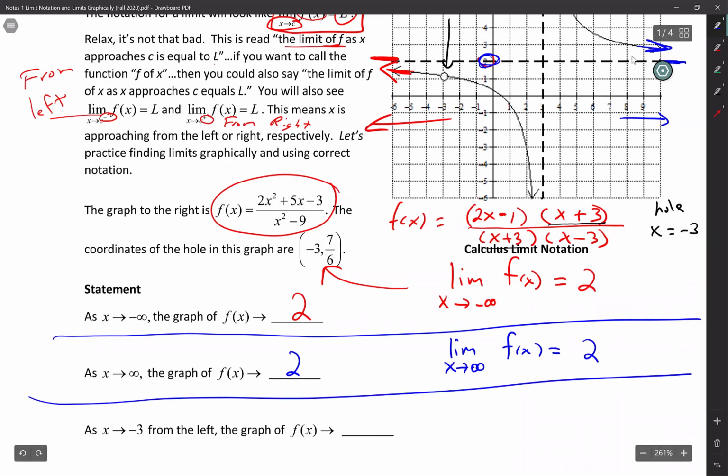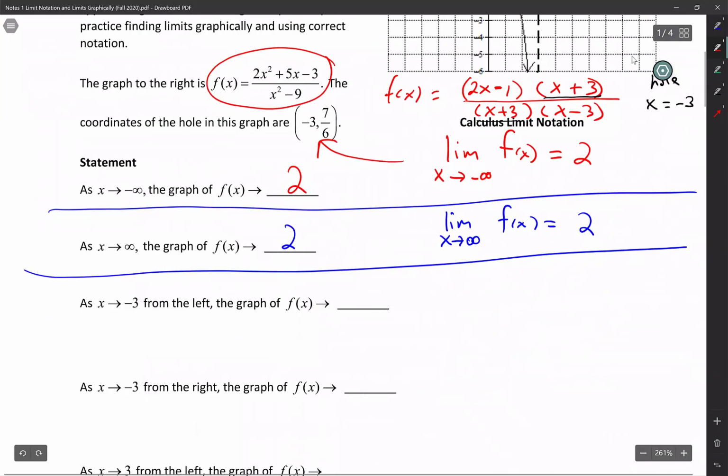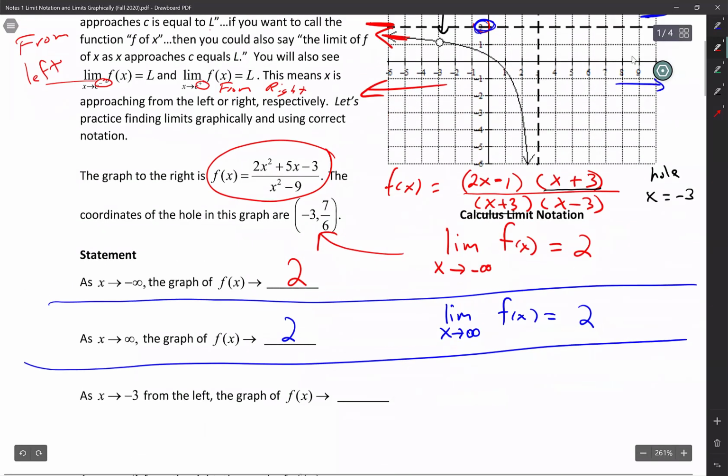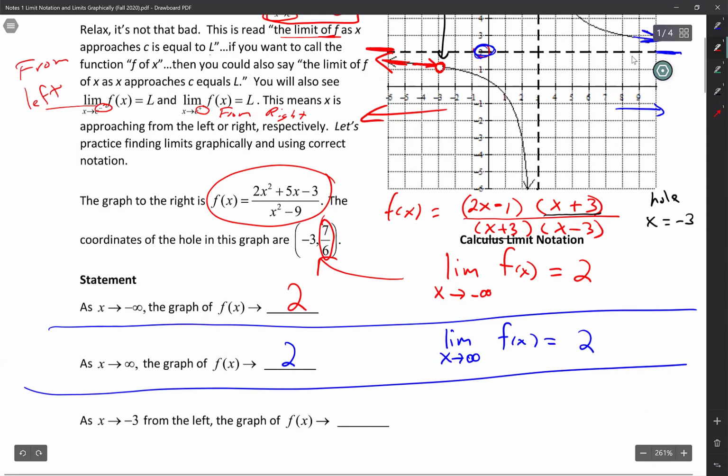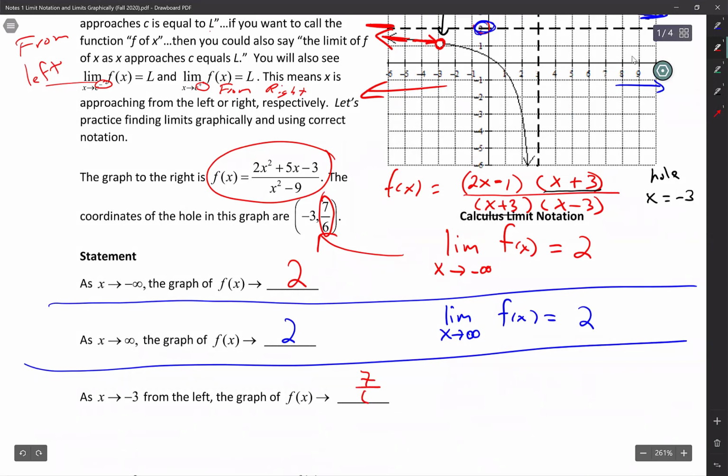All right, we got another. Let me go back to red. As x approaches -3 from the left, the graph of f of x, okay. So if I approach -3 from the left, I'm looking at the curve. If I'm approaching -3 from the left, the y value that I'm approaching is this y value, which happens to be 7.6. So f of x is approaching 7.6.